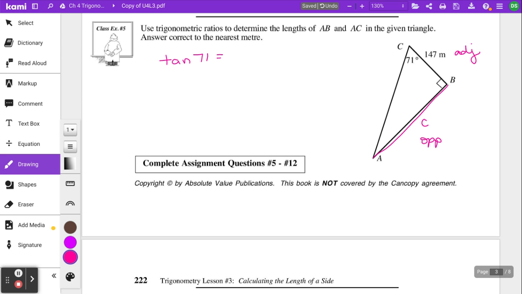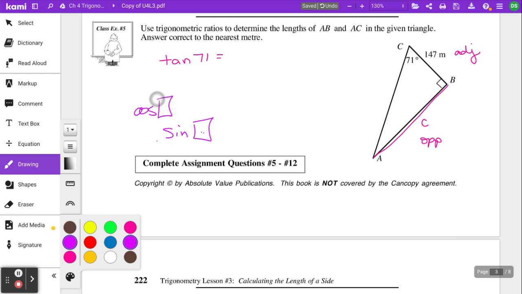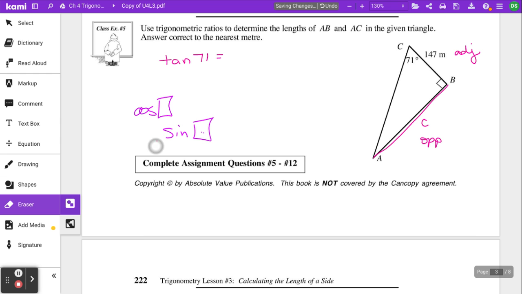As soon as I write down the trig function, what do I write down next? When I write down tangent, what goes next? The angle. If you write down sine, what do I have to put next? The angle. As soon as I write down cosine, what do I put next? Angle. Okay, good. I think we got it.